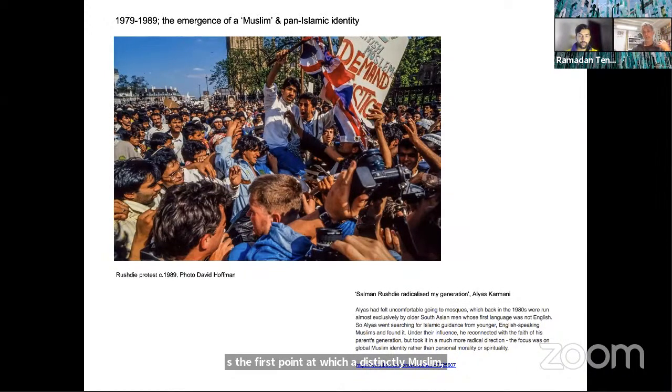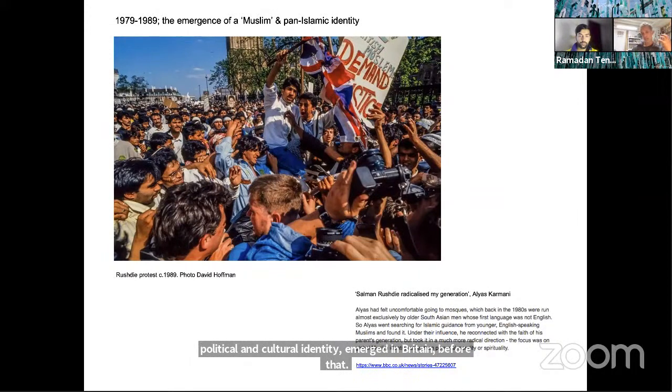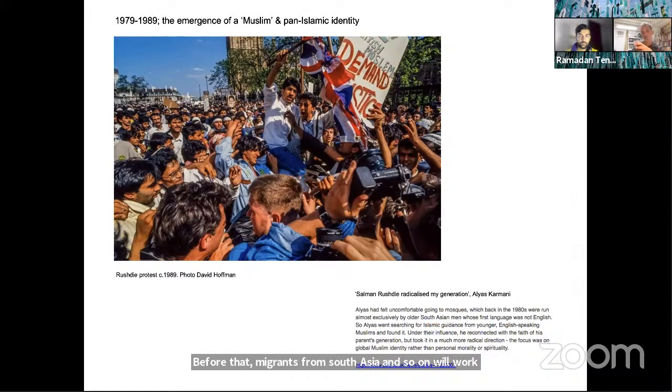Before that, migrants from South Asia and so on were considered more racially than religiously, so they were Asian or black and so on. But it's really from 89 onwards that the category of Muslim emerged as the primary identifier. And it was the 2001 census, which was the first one to include religion as a category. So you see this process of the construction of the category of Muslim as a primary identifier happening over a period of time. Before that, there was no religious identification on the census, for example.